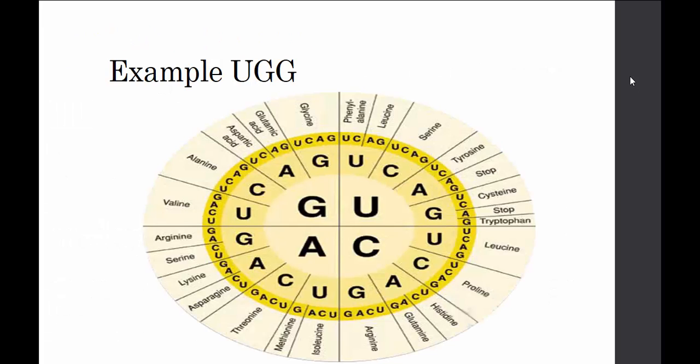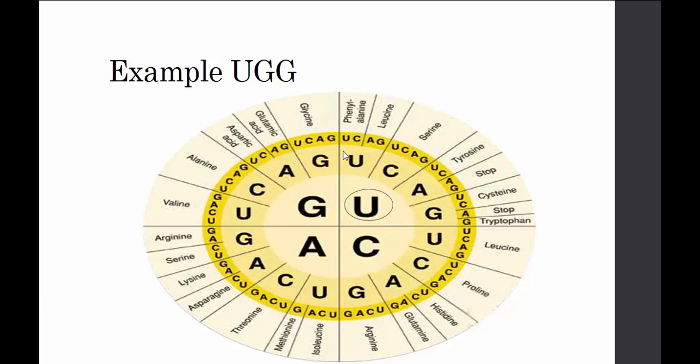All right, so let's take a look at this. So you're always going to start from the center and work your way out. And the example we have here is UGG. We had that on the last slide. And you can use this for any 3 letters you have as long as it's ready to be translated. So we have U, we have G, we have A, and C. So we start in the center with U. So this is my starting point.